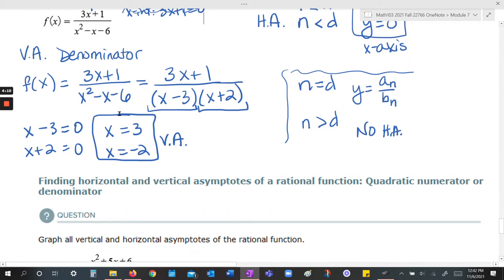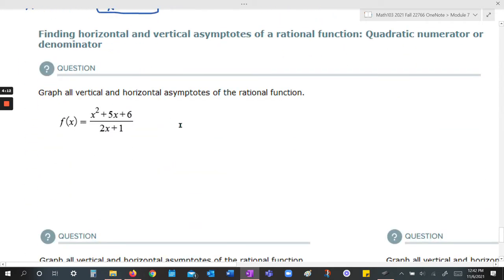Okay, so let's do another one of these. Vertical and horizontal asymptotes. This one's going to be just a little bit different. Notice that in our numerator, the degree is 2, and in the denominator, the degree is 1. So for our horizontal asymptote, the numerator degree is larger than the denominator degree. 2 is greater than 1. That means there's not 1. So there's no horizontal asymptote.